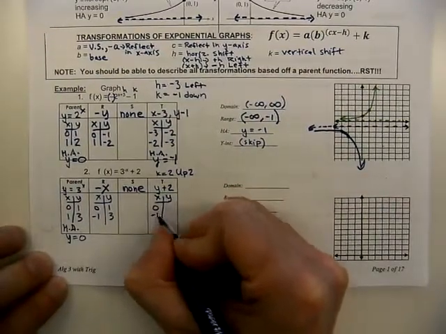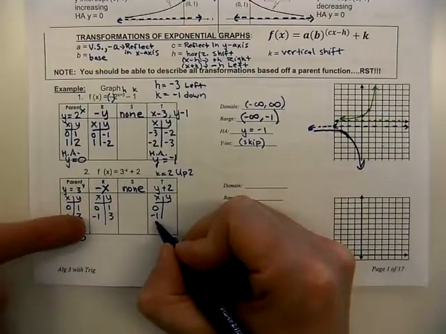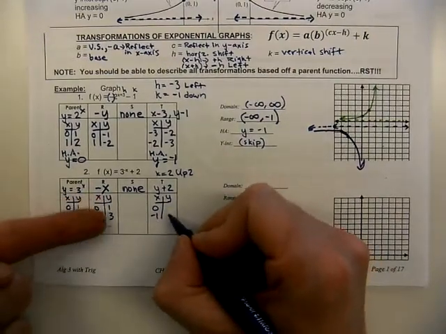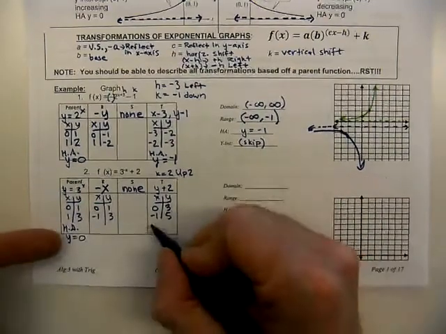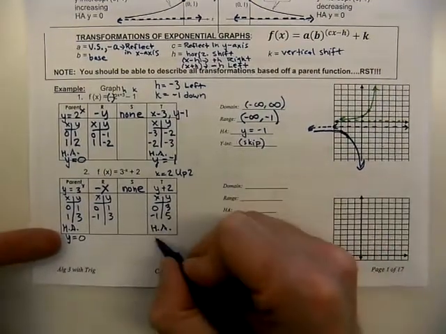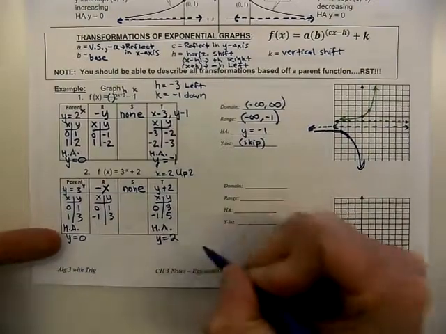So the x coordinates stay the same from the previous step on the column. Let's add 2 to each of the y coordinates. So 1 plus 2 is now 3, and 3 plus 2 is now 5. And don't forget your horizontal asymptote is also a value of y, and we add 2 to 0 and get a location of 2.